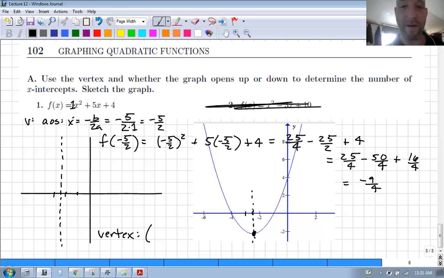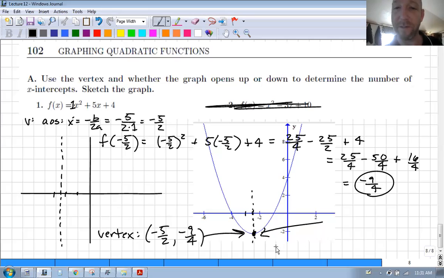All right, so our vertex is at -5/2. That was the -b/2a. You plug that into your function to get the y value, and we found that it's -9/4. So that point right there is our vertex. Because our vertex is below the x-axis, and we know it opens upwards because this coefficient is positive, we can tell that we're going to have two x-intercepts.